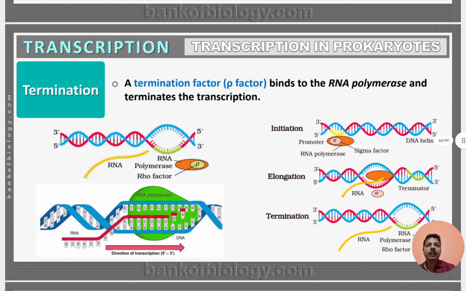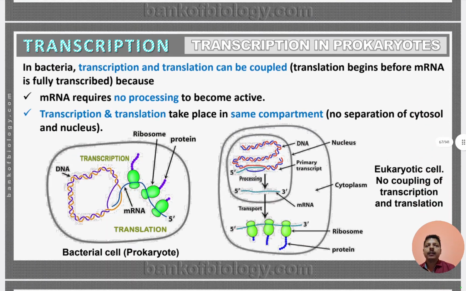Then termination. A termination factor or rho factor binds to the RNA polymerase and terminates the transcription. In bacteria, transcription and translation can be coupled. Translation begins before mRNA is fully transcribed because mRNA requires no processing to become active. Transcription and translation take place in the same compartment. No separation of cytosol and nucleus. That's why both are coupled.